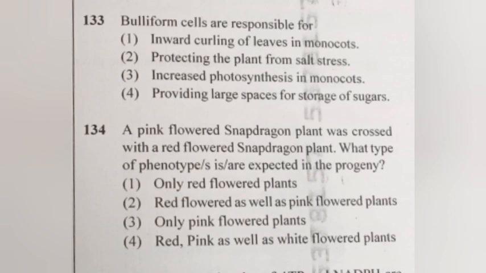134. A pink flowered snapdragon plant was crossed with a red colored snapdragon plant. What type of phenotype is or are expected in this progeny? 1. Only red flowered plants, 2. Red flowered as well as pink flowered plants, 3. Only pink flowered plants, 4. Red, pink as well as white flowered plants. Answer 2. Red flowered as well as pink flowered plants.